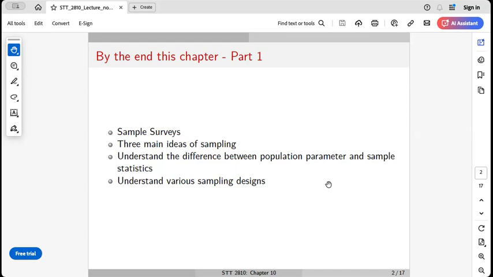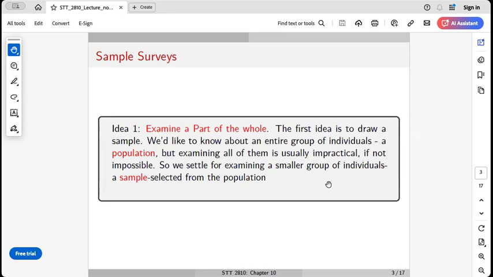So when we talk about surveys or sampling surveys, there are many ways to get a good sample. We are going to focus on three main ideas that you need to understand. The first one is examining a part of the whole.